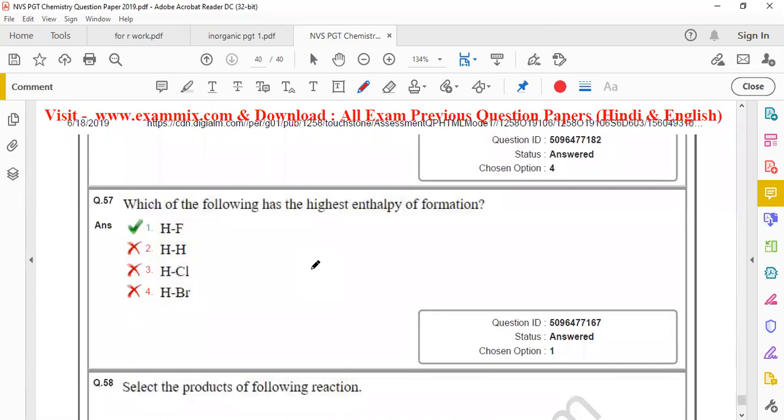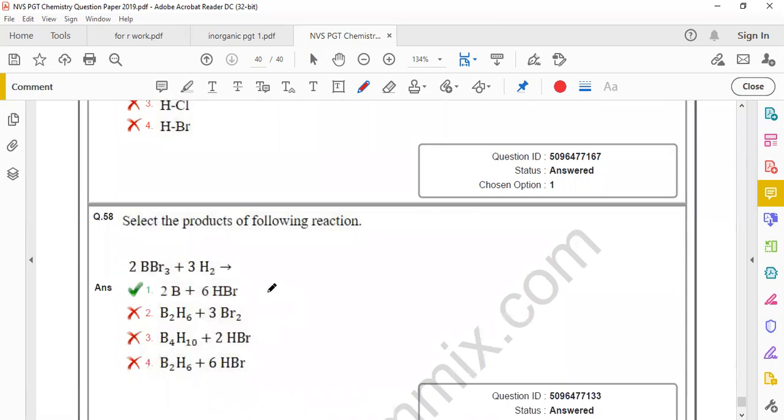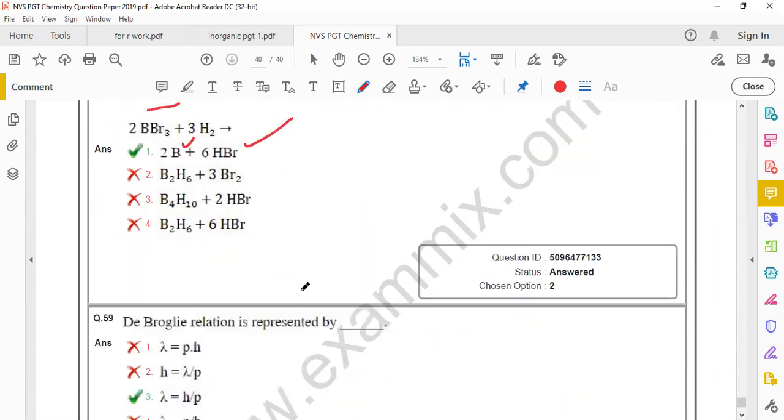Next question is, which of the following has the highest enthalpy of formation? The highest enthalpy of formation will be present in HF. Next question is, select the product of the following reaction. BBr3 when reacted with hydrogen, what will we get? We will get diborane (B2H6) as well as hydrobromic acid.